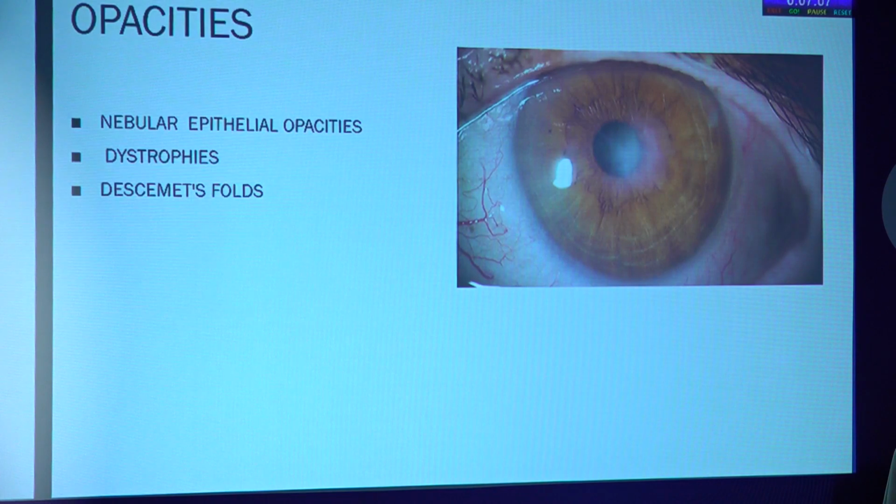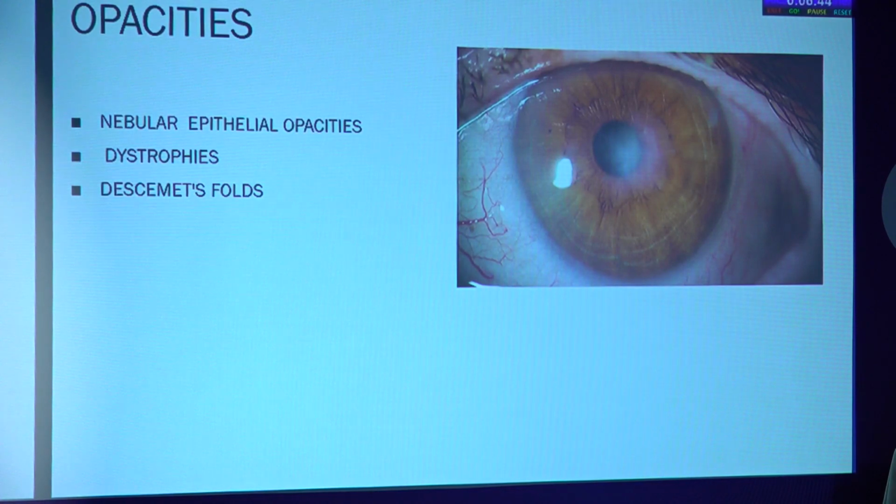Now coming to opacities, nebular epithelial opacities, especially in the visual axis, can be very subtle, and unless you do a proper slit lamp examination, can be missed. Dystrophies, of course, in early stages can be a diagnostic challenge. I'll talk a little more about it a little later.